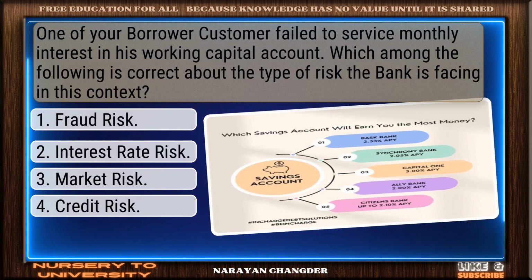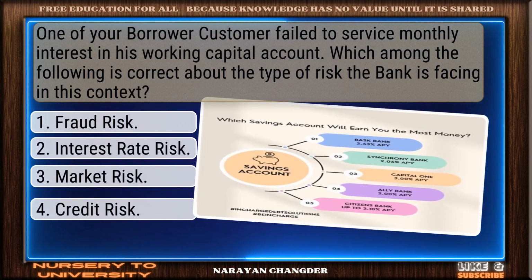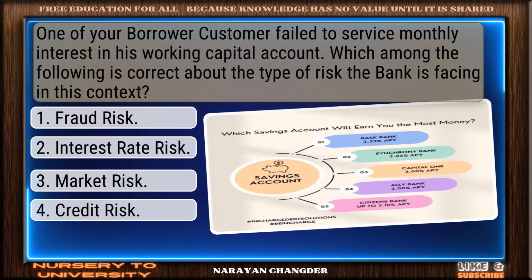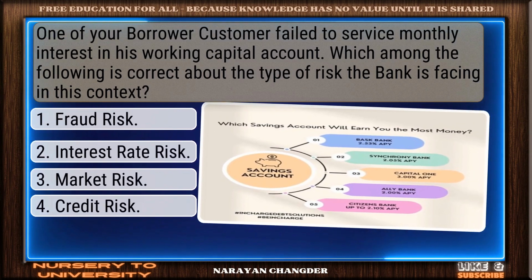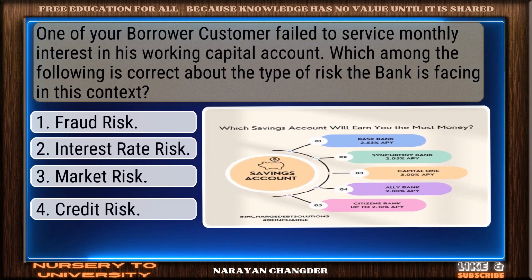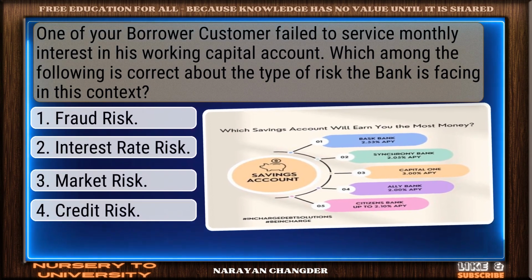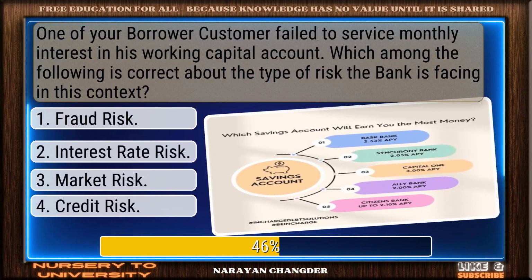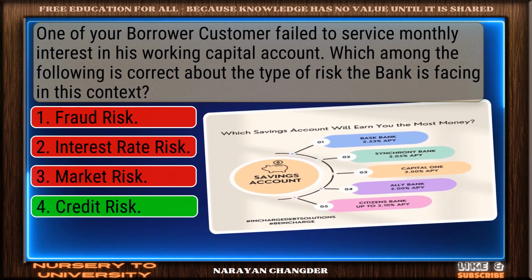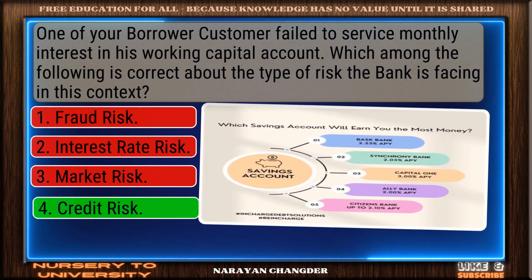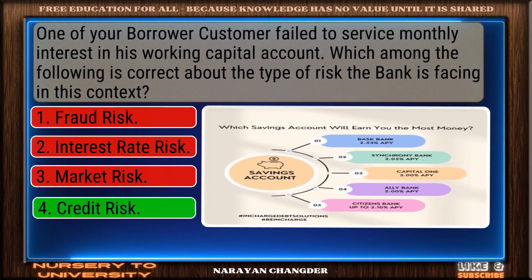One of your borrower customers failed to service monthly interest in his working capital account. Which among the following is correct about the type of risk the bank is facing in this context? Great thinking. Credit risk is the right choice.